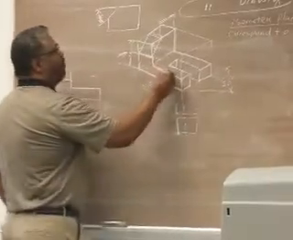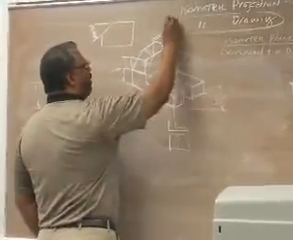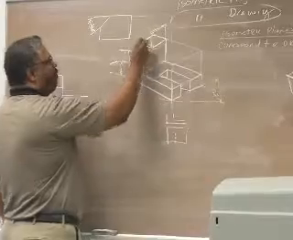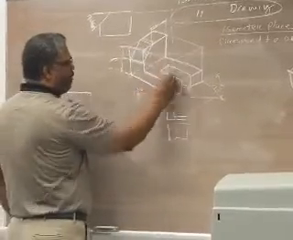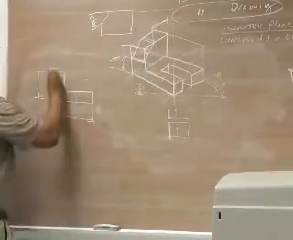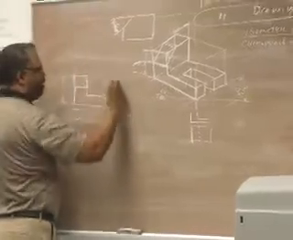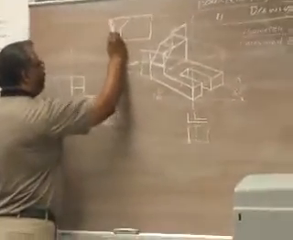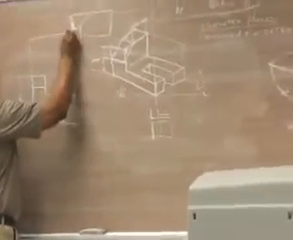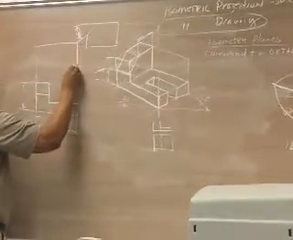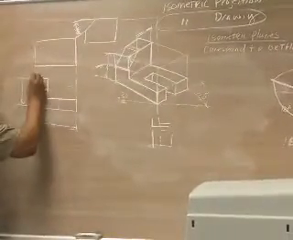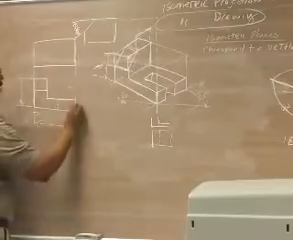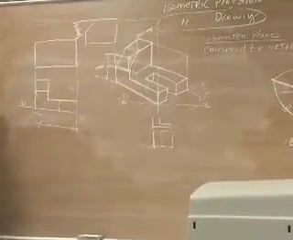Now, if I were to fold this up, then my top would be directly above my front and be in line. So when I do my drawing, they should be directly above. My top should be directly above my front. So I use this as a guideline to bring him up, make sure it's lined up correctly.